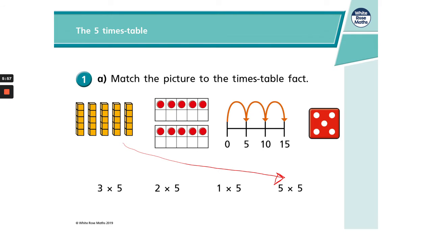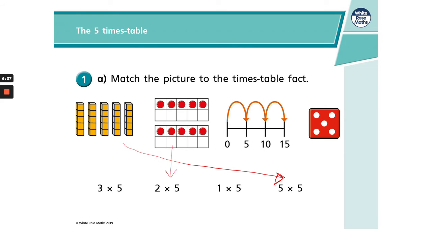Let's have a look at our 10 frame. We have how many counters? 1, 2, 3, 4, 5. And both our groups are equal. There are 5 counters on our 10 frame, and we know that because our 10 frame has 10 spaces and there are 5 in each. Half of 10 is 5. How many 10 frames have we got? 1, 2. So we have 2 10 frames with 5 on each. What number facts can we match this to?